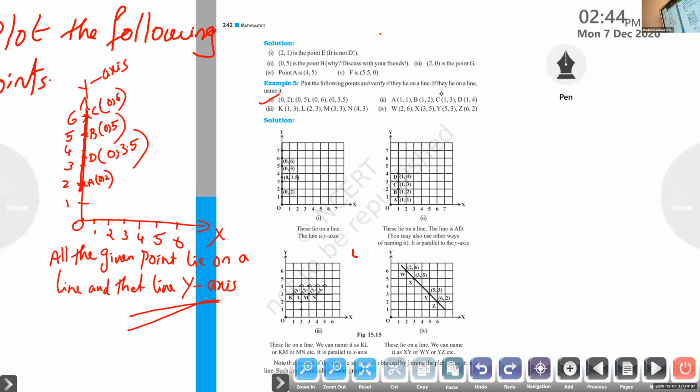Okay? If it is over, you can do the second one. Draw the second question. Plot the following points. A 1, 1, B 1, 2, C 1, 3, D 1, 4.